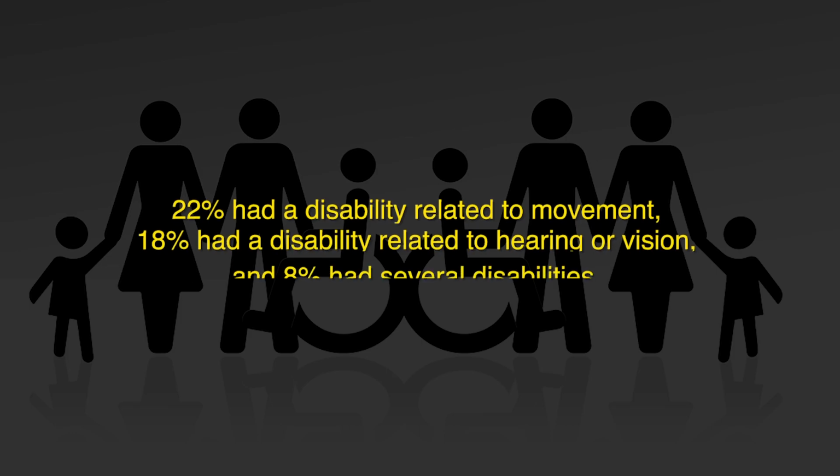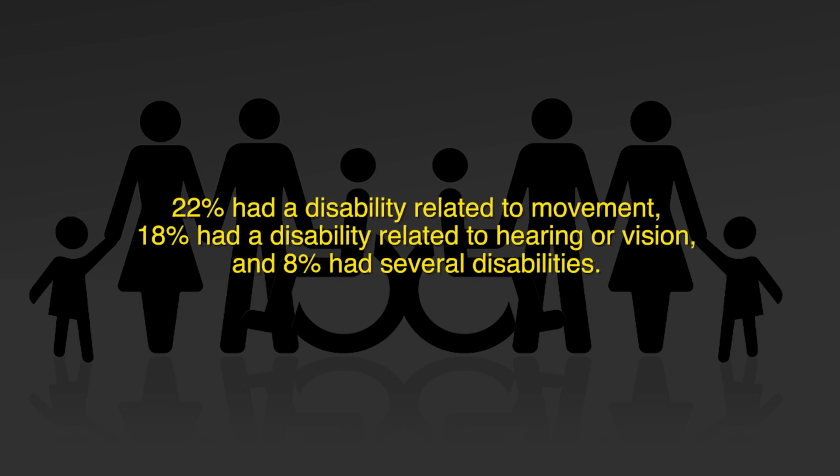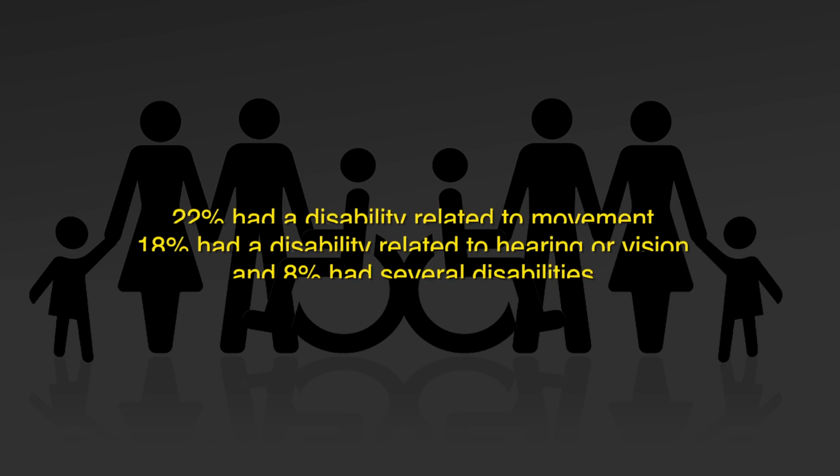When we compare the male and female disability, we see that the census data shows that in case of the impaired male population, 22% have disability related to movement, 18% have hearing or vision impairment, and 8% have several disabilities. Of the impaired female population, 20% have visual or hearing impairments, 20% have mobility impairments, and 8% have various disabilities.